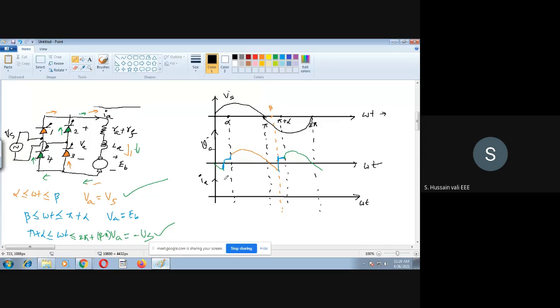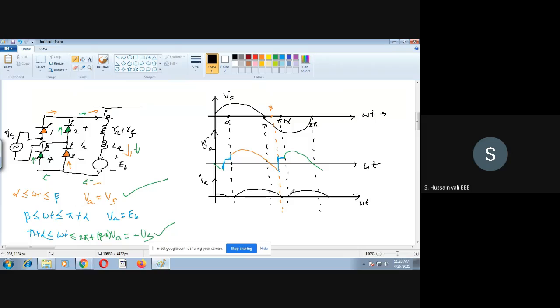Okay. So in this case, what you find out is that for this small duration, from beta to pi plus alpha, the current is zero. So I will say that the current starts from here and ends there. Yeah, this is the output current waveform.